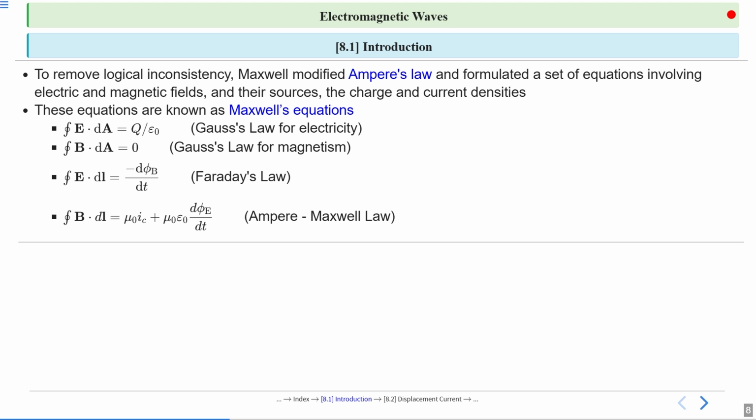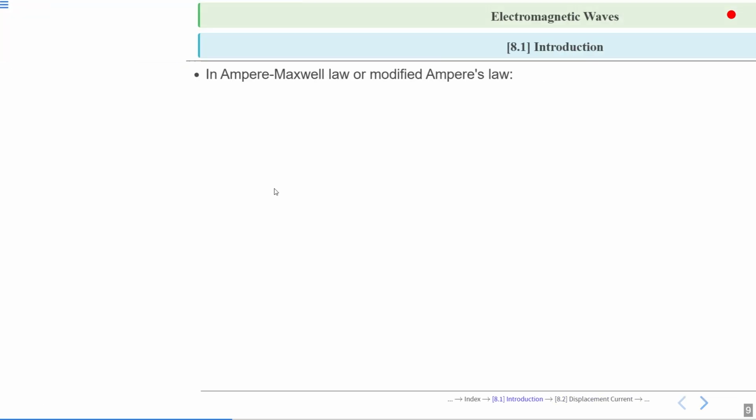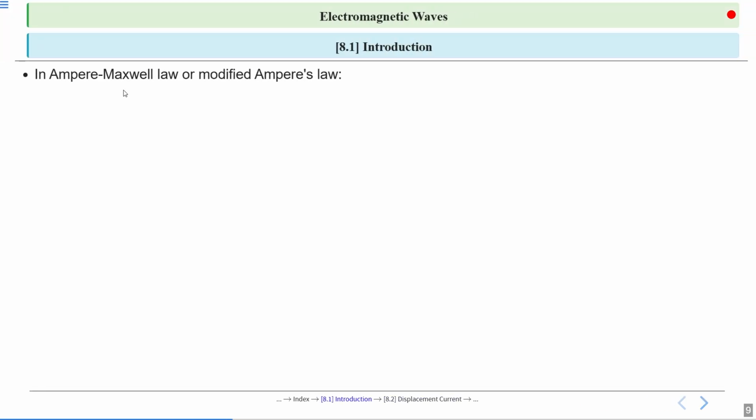We will discuss in detail how this term came into this expression and what this term is. Here this expression is written only to show you that this is the Maxwell equation. Maxwell modified this equation, but what this term is we will discuss in further slides in detail. Now in the Ampere-Maxwell law, or modified Ampere's law, we can say it Ampere-Maxwell law or modified Ampere's law.